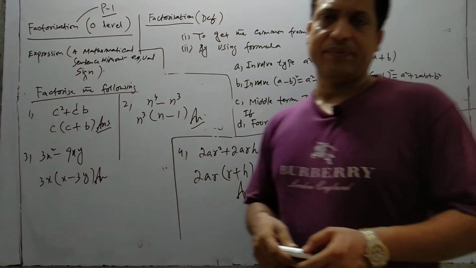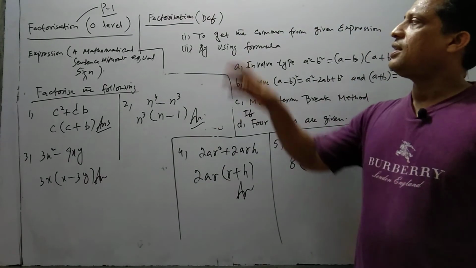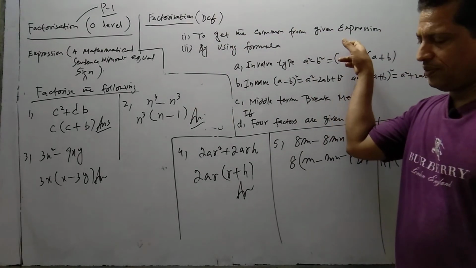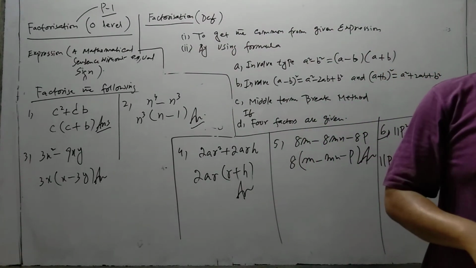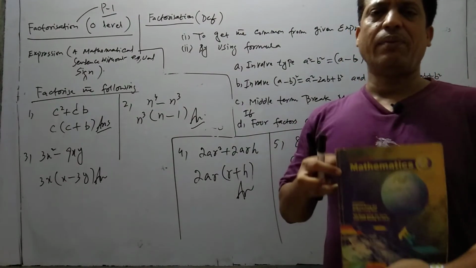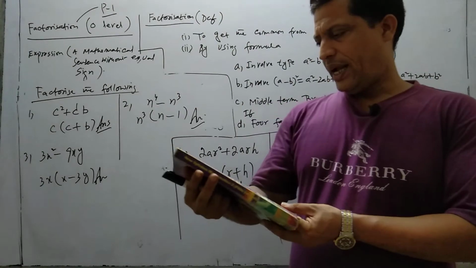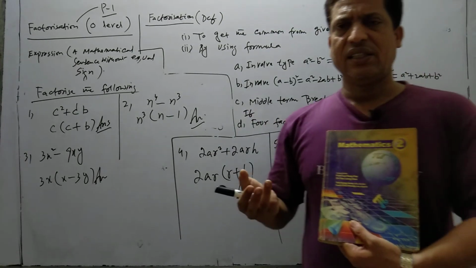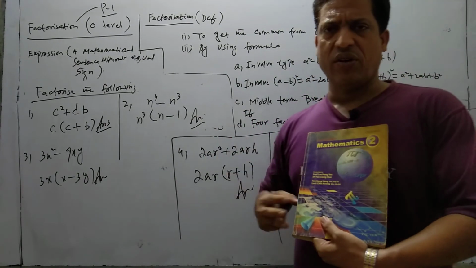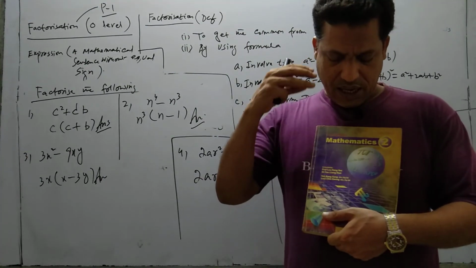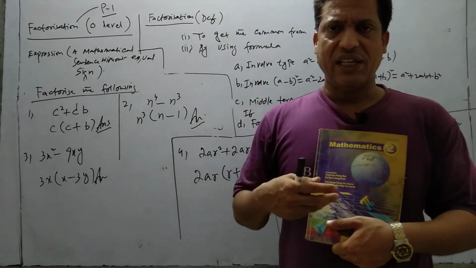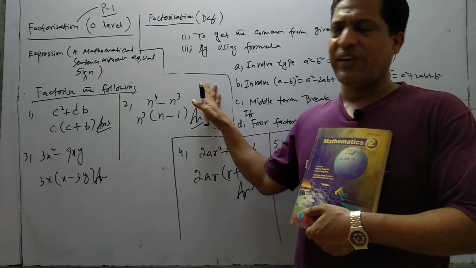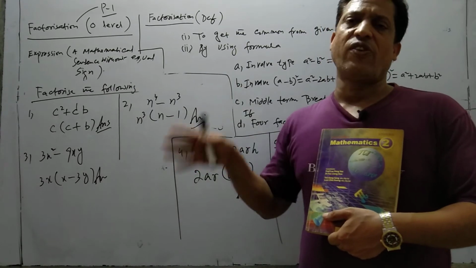So student, today we have finished the first definition of factorization, to get the common from the given expression. I am following this book right now, Mathematics Book 2, O level, 5th edition, but nowadays the 7th edition is going on in the market. But if you follow the 5th, 6th or 7th edition, the target is to do the topic in this way to be eligible for questions from past papers.